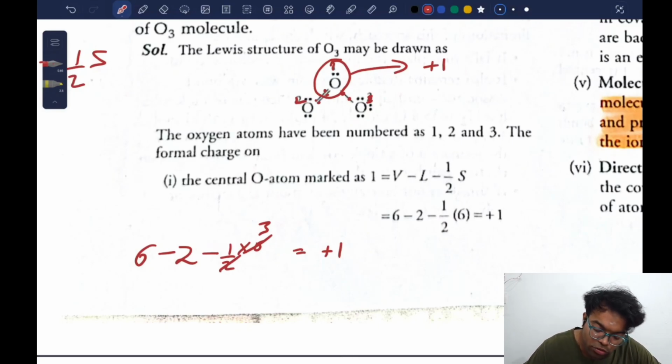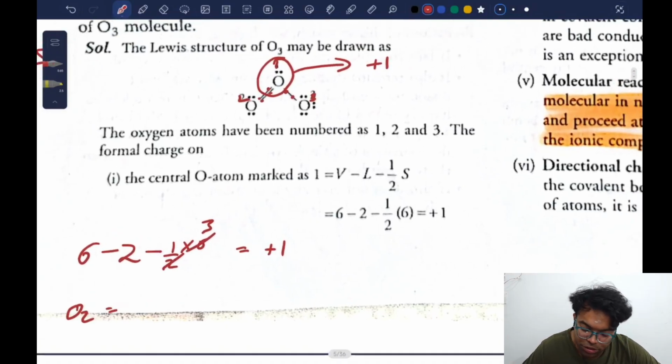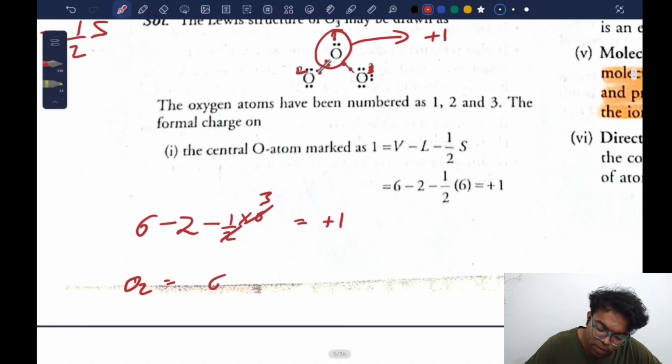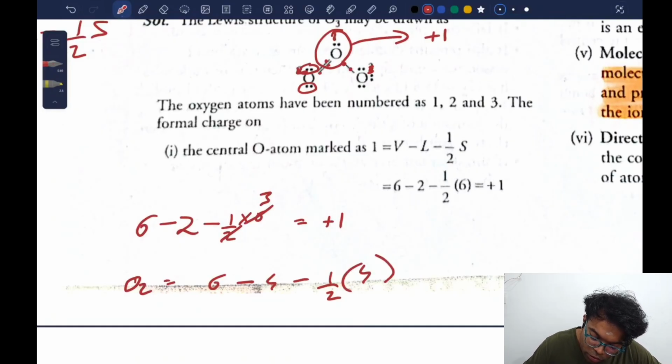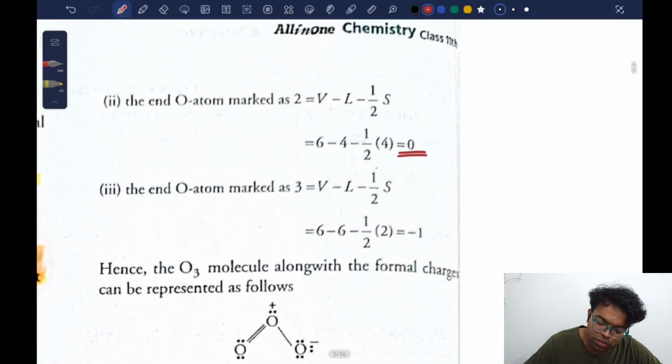Next, for this oxygen atom, oxygen number 2, again the number of valence electrons will be how much? 6. There are 6 valence electrons, minus how many lone electrons are there? 4. Minus 4, minus 1 by 2 into how many shared electrons are there? 1, 2, 3, 4. So you will get 6 minus 4 minus 2 is equal to 0, right? Yes, we are getting 0 for oxygen second.